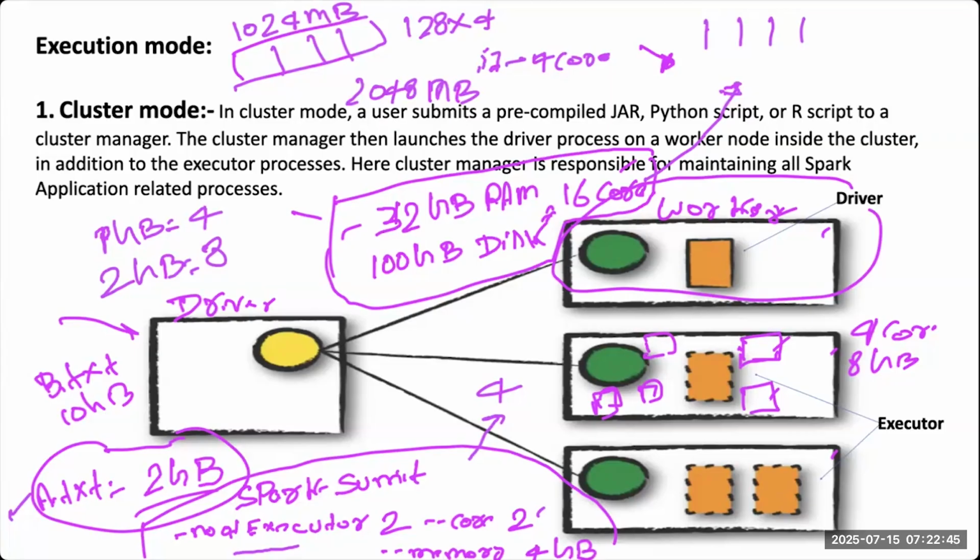Tasks will be 8. 1, 2, 3, 4, 5, 6, 7, 8. But you have only 4 cores, right? This means that first these 4 tasks will run in parallel, and once they are completed, the remaining ones will run.